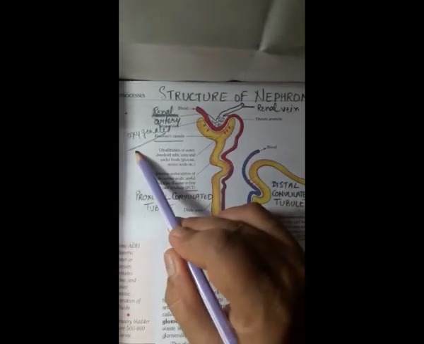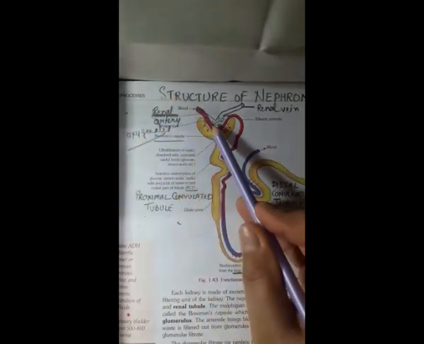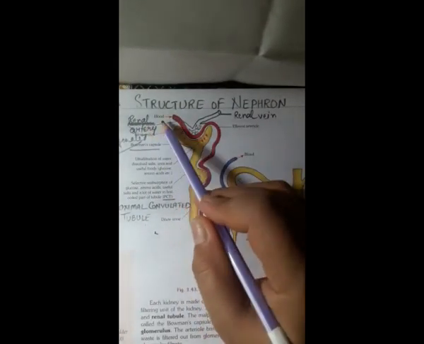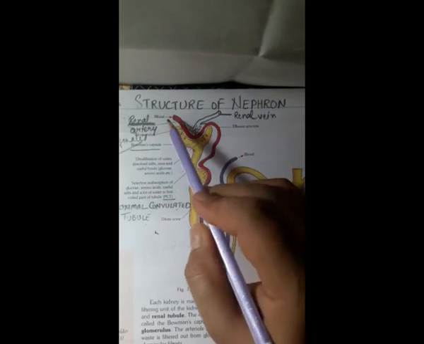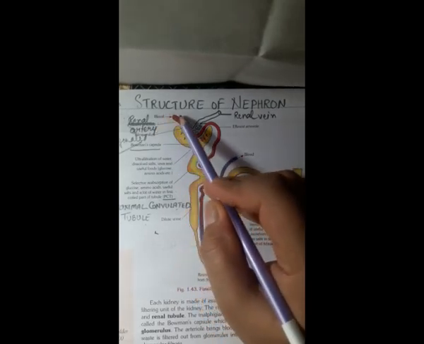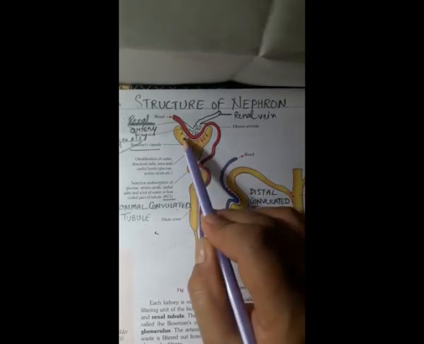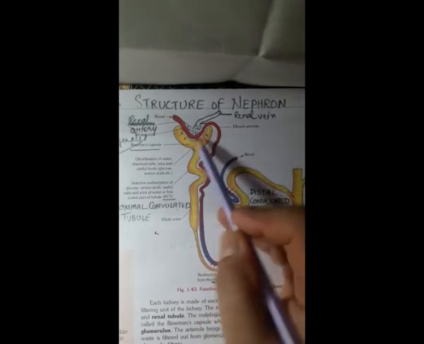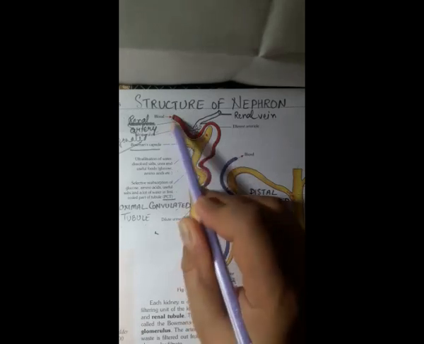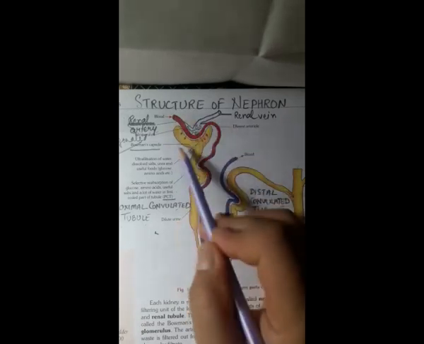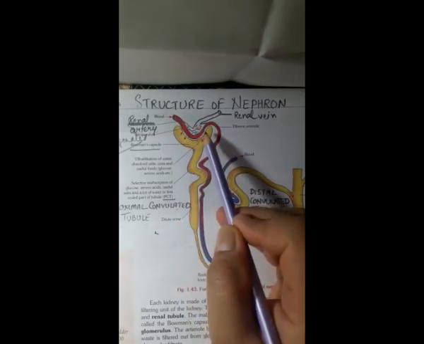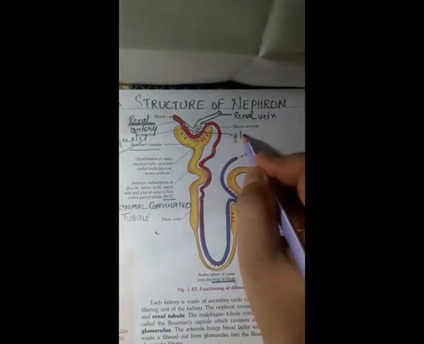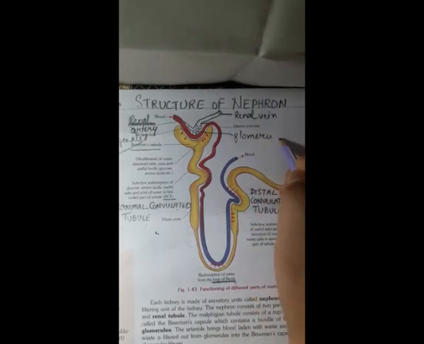It brings the oxygenated blood into the kidney, and from the renal artery, the small arteriole carries the oxygenated blood and brings it to this part. This part is the Bowman's capsule, and here you can see the network of capillaries. This network of capillaries is called glomerulus. What does it call? Glomerulus, right?